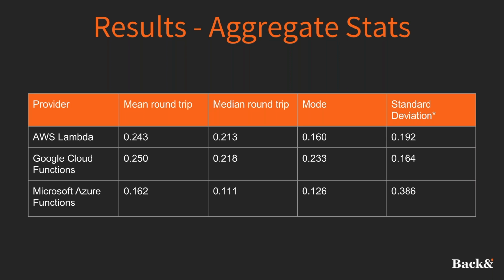And at Microsoft Azure, that was 0.126, definitely still the fastest. AWS Lambda is a close second at 0.16 seconds, meaning that more often than not, you're hitting the hot case rather than the cold case with Lambda. And Google Cloud is at 0.233, meaning exactly the opposite. You're most likely hitting the cold case more often than the hot case.